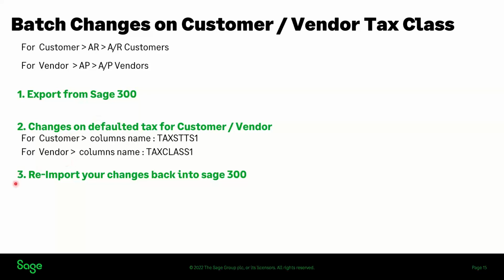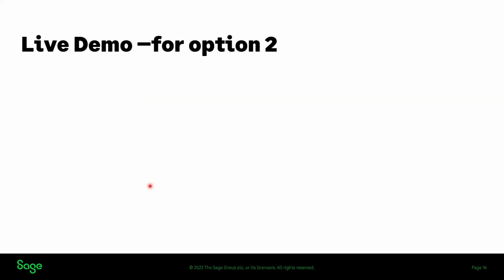Once you have done all the changes in your Excel file, you need to save it, and then do the third step, which is to re-import your changes back into Sage 300 using the import button. It's very similar to what we did for item. Okay, so that's it for the batch changes.